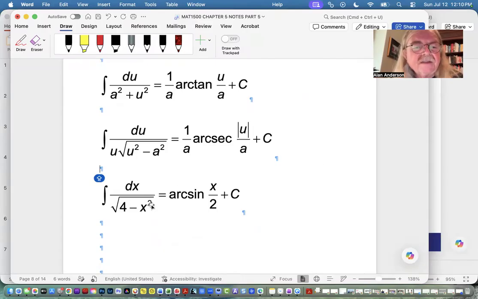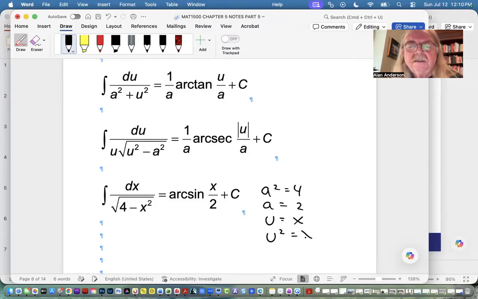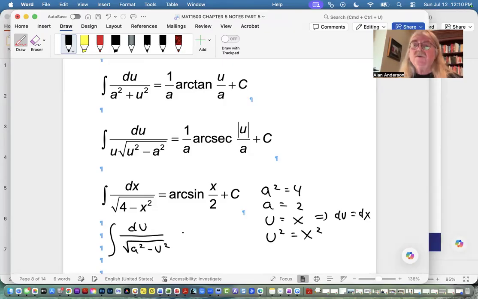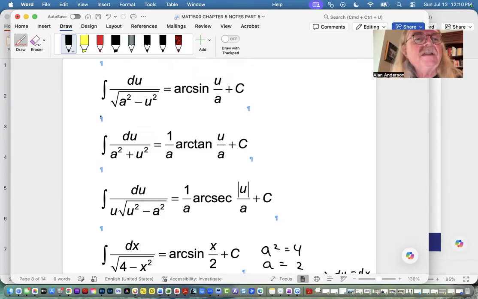Well, if you think of this as, let's say, a squared, and then let u be x, then this one takes the form, and that of course means that du equals dx. That would put us here. So is that one of our basic formulas? Why, yes, it is. Look at that right there.